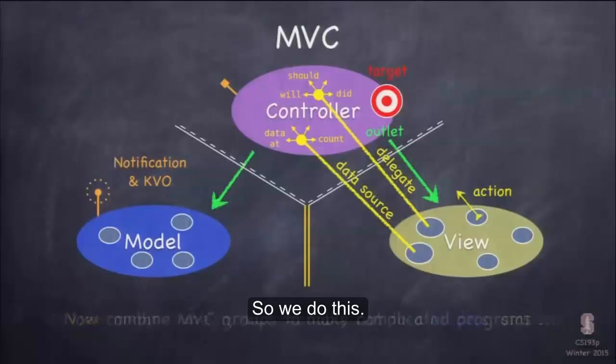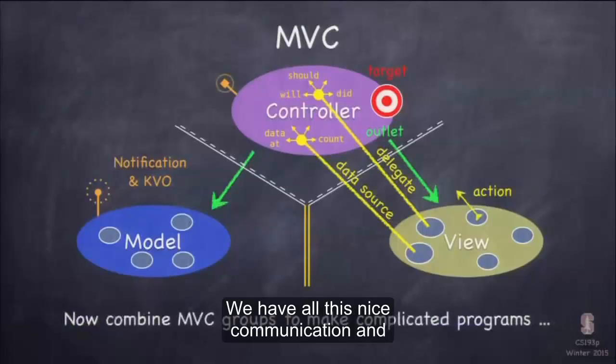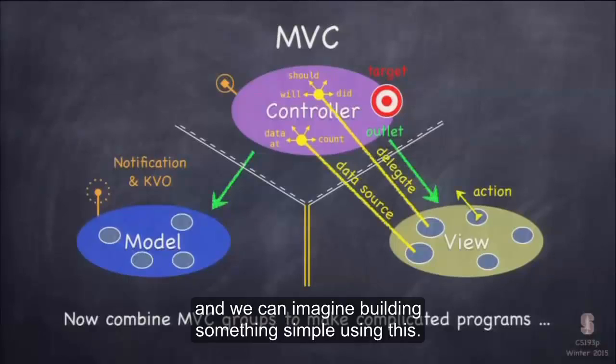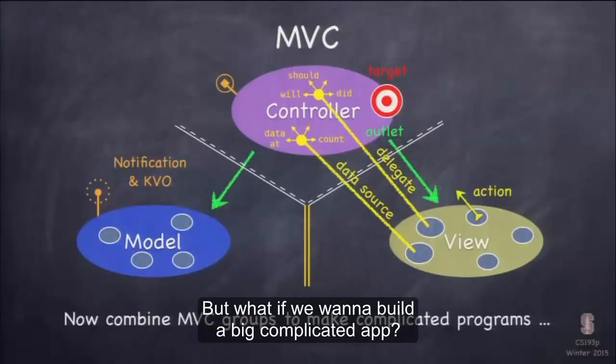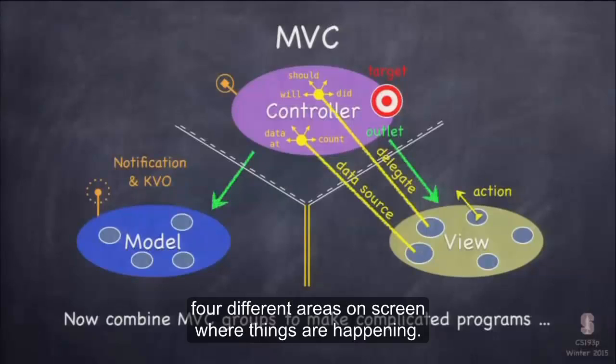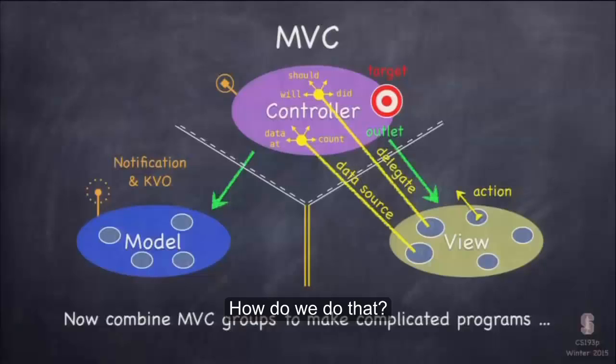All right, so we have all this nice communication and all these rules, and we can imagine building something simple using this. But what if we want to build a big complicated app? An app that has multiple screens on our iPhone or on an iPad. It's got 3 or 4 different areas on screen where things are happening. How do we do that?